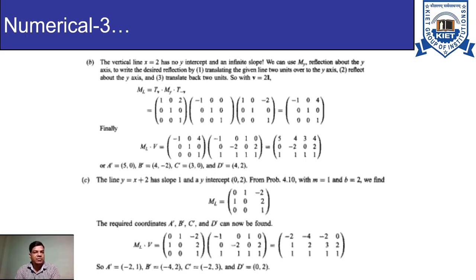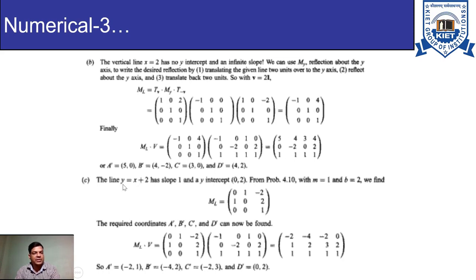What we are doing is moving the point to the origin. So initially we perform the translation, then we perform the reflection about the y-axis, and again we shift the point back to its original position. So it is a combination of three matrices, and we multiply these three matrices. We get this final matrix, and finally we multiply this matrix with the object matrix, and we get the answer.